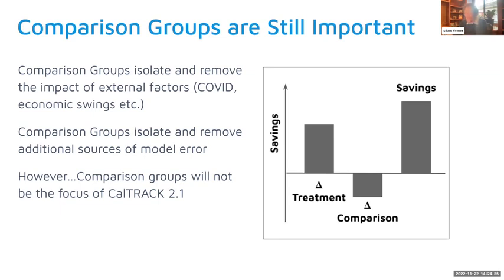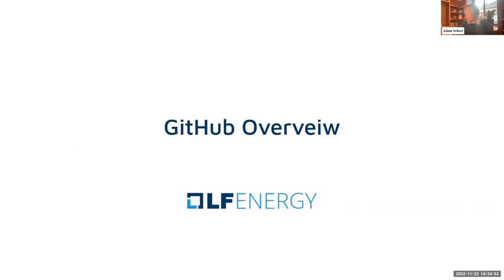But we don't want to rely on comparison groups to alleviate things like seasonal bias. They do alleviate seasonal bias, but we don't want to rely on them as much for those purposes. So comparison groups are still important, but they're not going to be part of what we're focused on here.